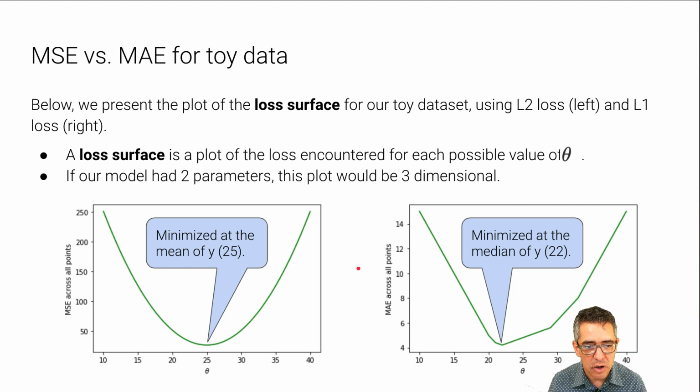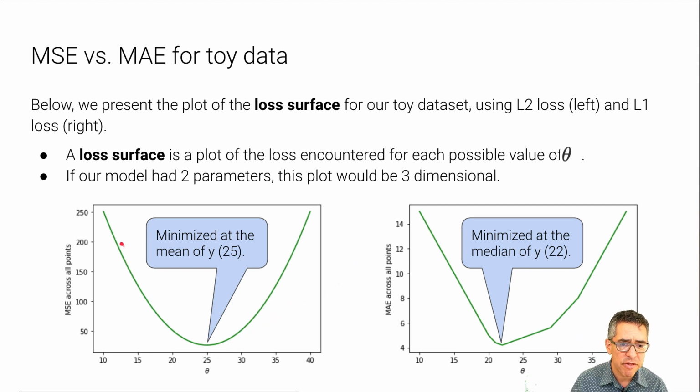So as we saw, for the L2 loss, the minimizing value was at 25, the mean of our data set, whereas the L1 loss was minimized at the median value of the data set, which for these particular data was at 22. So we see that these two losses lead to different values. Notice, however, the vertical scale of the two losses is wildly different. And this should be pretty obvious.